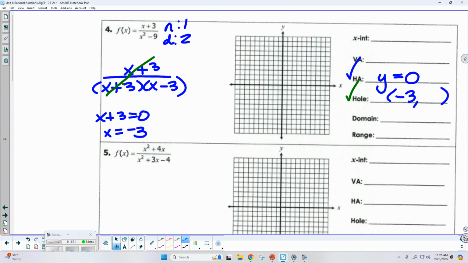Does anybody remember how to find that y value? Once those cancel, would everybody agree all I have left is just 1 over x minus 3? For every x that's left that didn't cancel, plug in your x value. So 1 over negative 3 minus 3 looks like it's going to be negative 1/6.